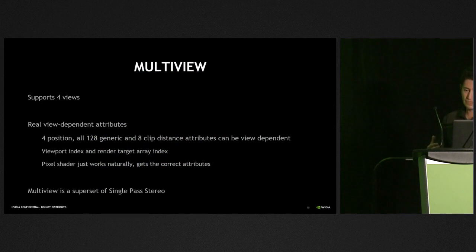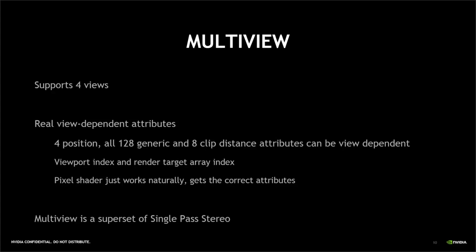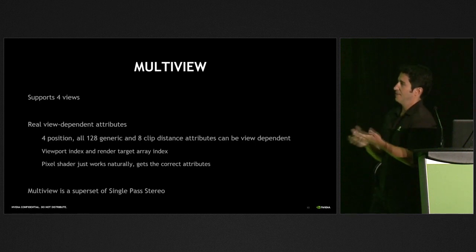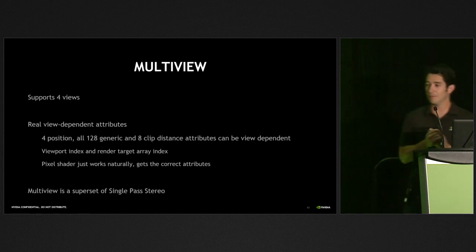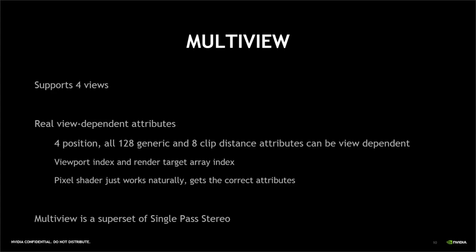So with multi-view, the generalization here is that we can support 4 views now. And the biggest thing really is this real view-dependent attributes feature, right? So instead of just having position X be view-dependent, now we can have all the position values, X, Y, Z, W be view-dependent, and also any of the attributes that you would normally output from a geometry stage of the pipeline can be view-dependent. We'll talk about how you actually make those view-dependent in a minute.